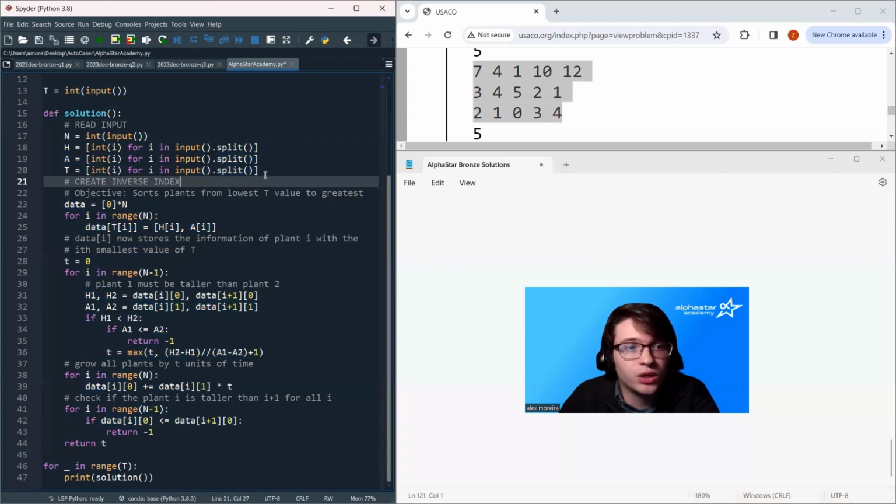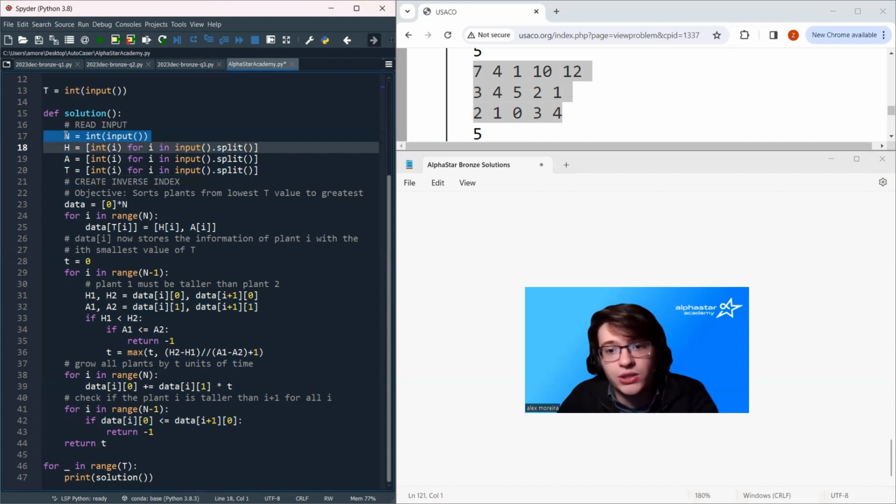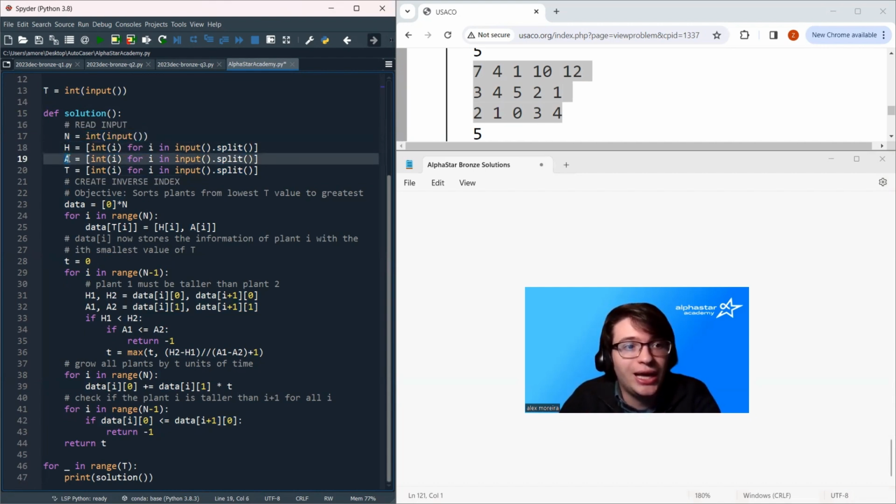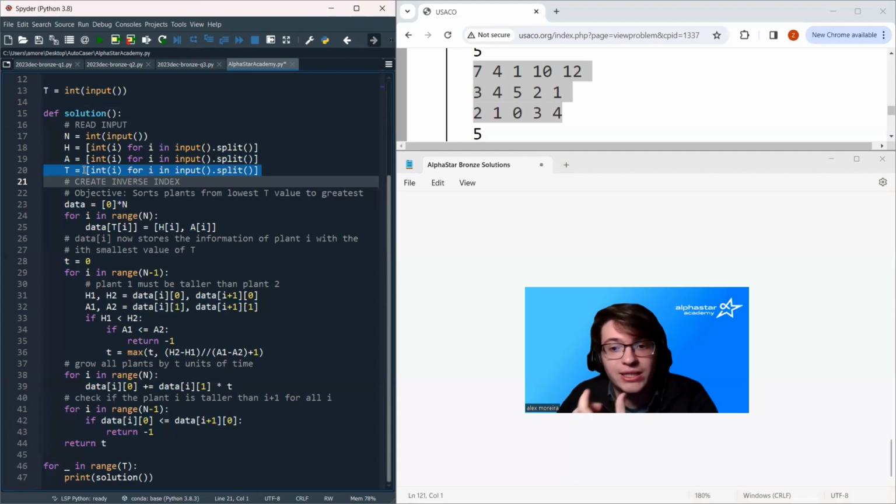The very first thing we're going to do is we're going to read in our input. So we have an integer n. This is just the number of plants. We're going to read in h, a, and t, right? So this is the growth rate of, or sorry, this is the growth rate of the flowers. This is the original height of the flower, or the plants, I guess. And then this is that t value, which determines the ordering of the plants.